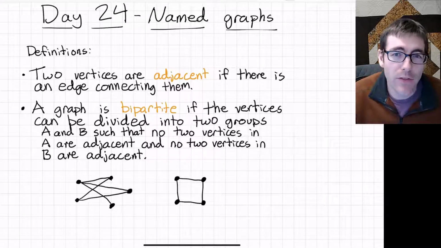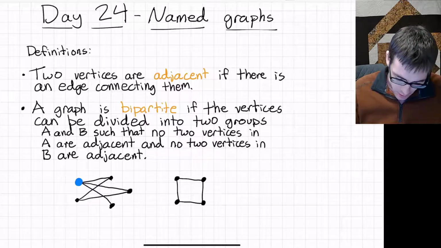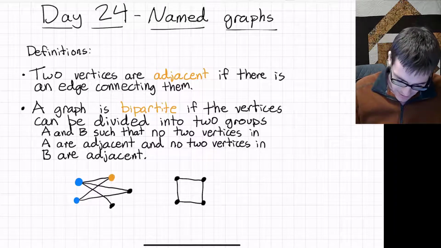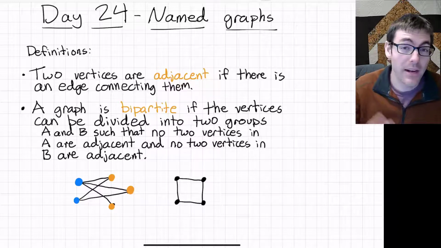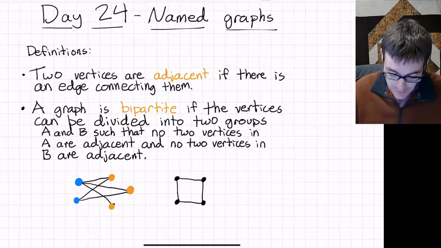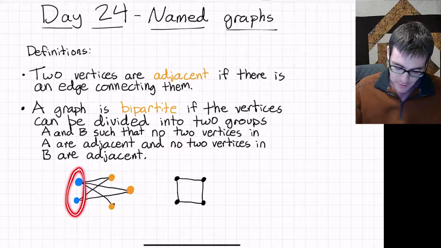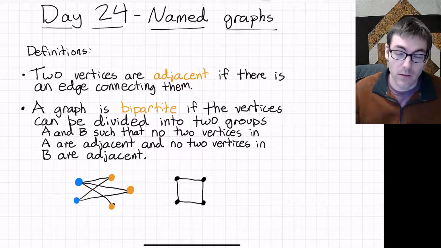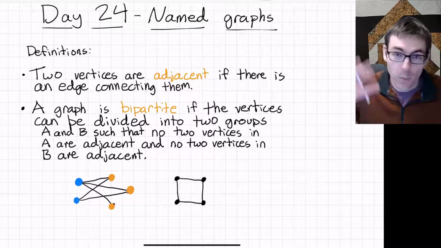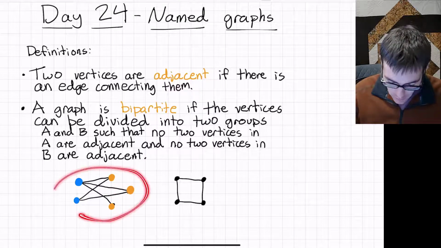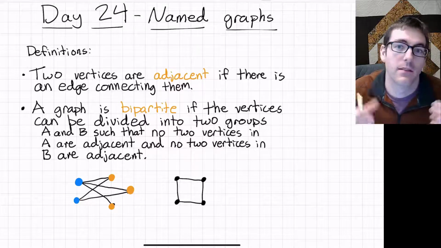The way I usually think about this is I use colors, and I say that if it's possible to color the vertices so that no two vertices of the same color share an edge, no two vertices of the same color are adjacent, then we are in fact bipartite. So here I've used blue and orange, and you'll notice that no two blue vertices share an edge, and no two orange vertices share an edge. Once we've colored all of the vertices and it still has this property, that's enough to say that our graph is bipartite.